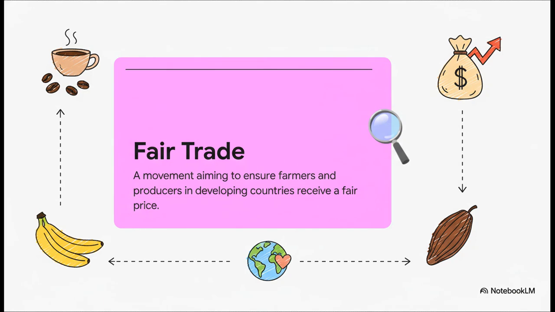Okay, our second tool here is fair trade. Now, this is a movement that really focuses on commerce, on the things we buy every day, like coffee or bananas. The big idea is to make sure the farmers and producers at the very start of that chain get a fair, stable price for what they grow. That way, they can actually make a decent living and invest in their communities.